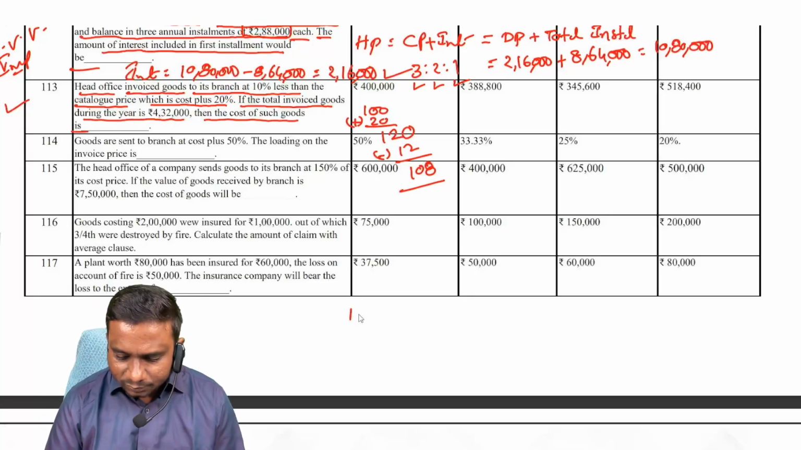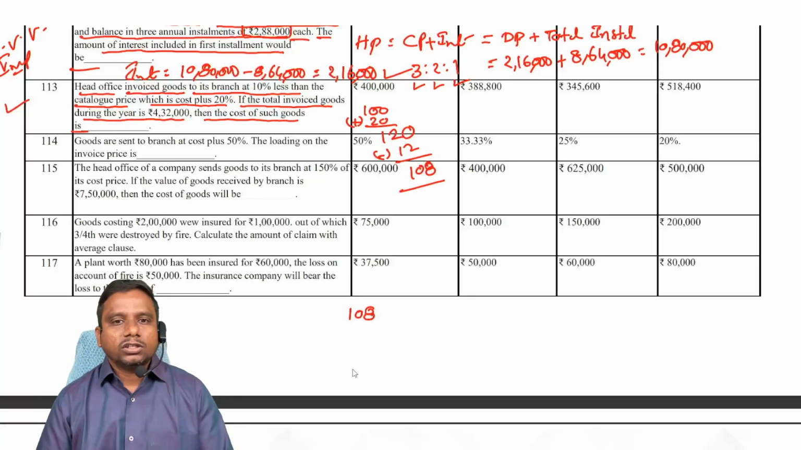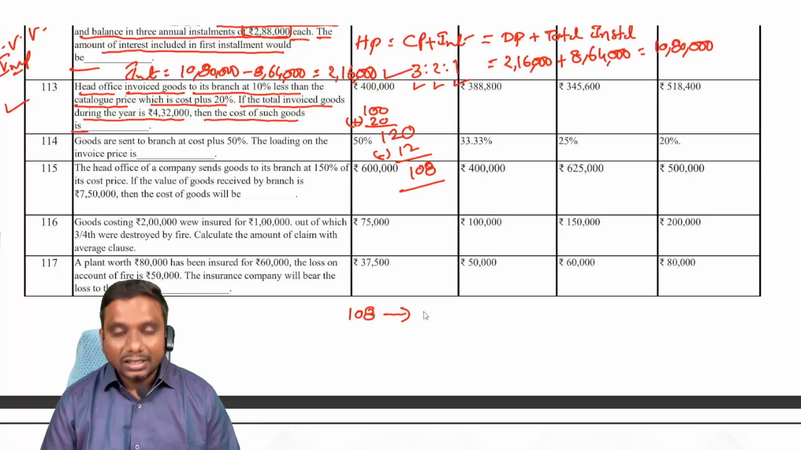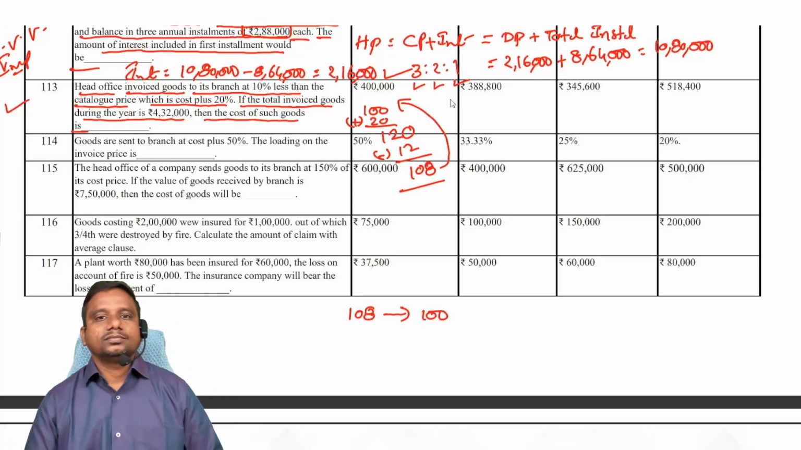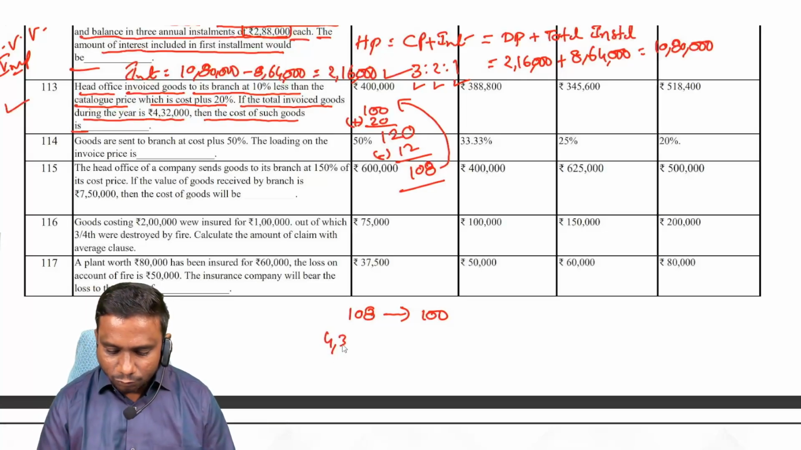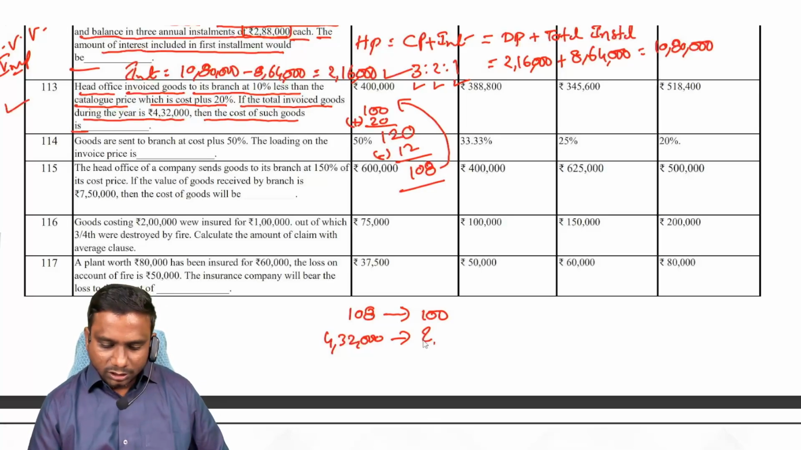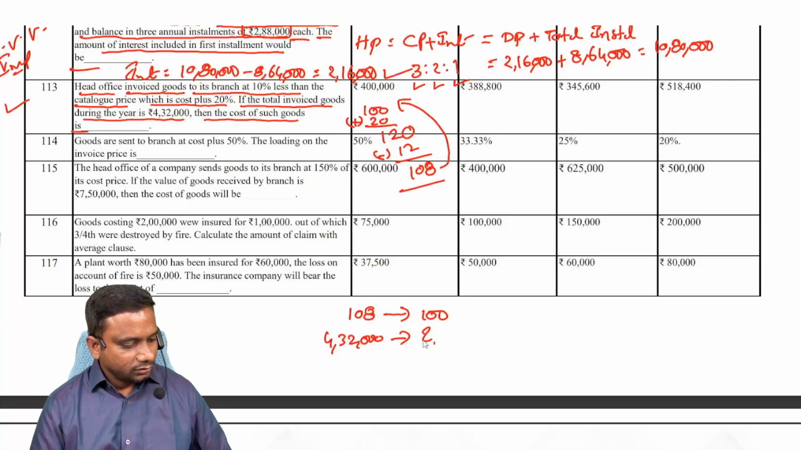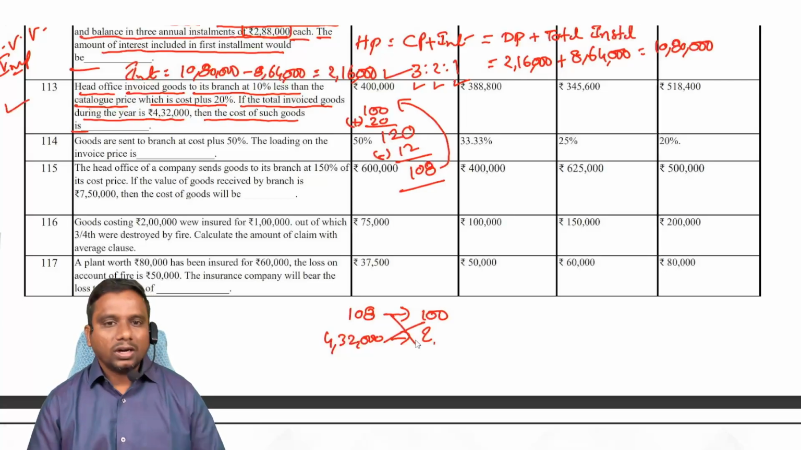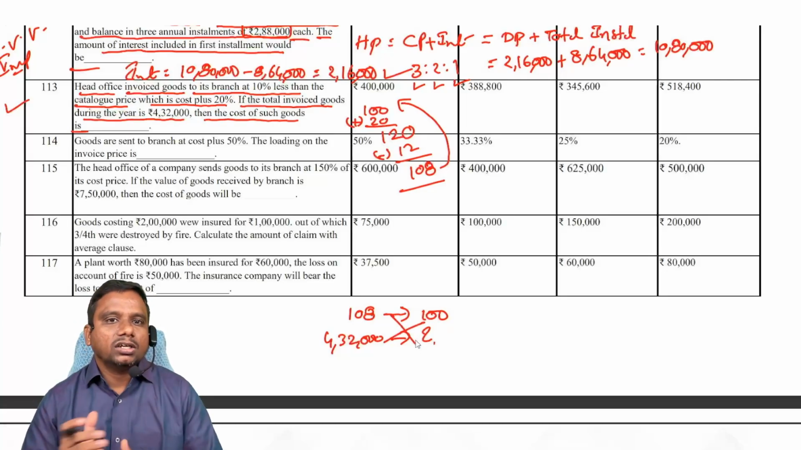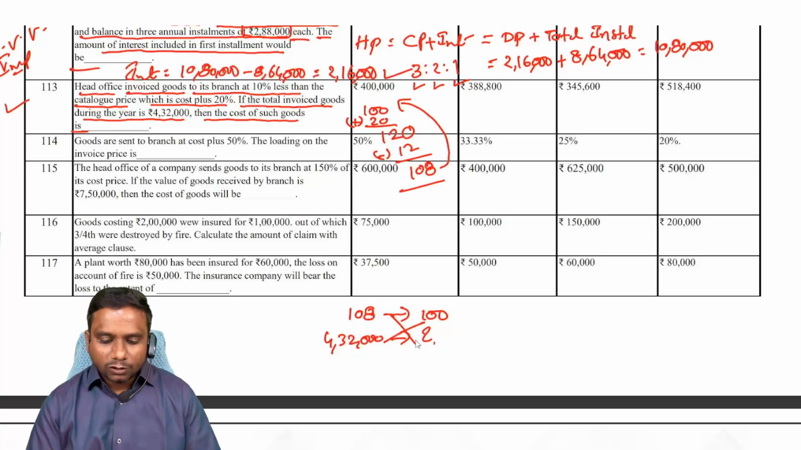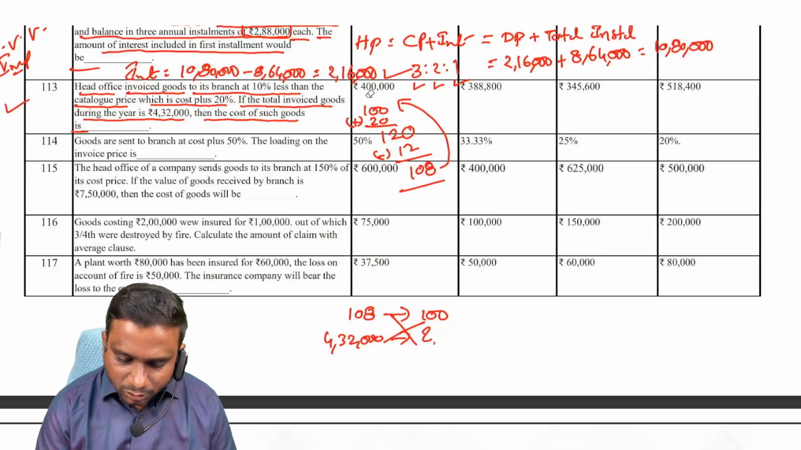Students, when I am sending 108 rupees worth of goods to branch, then what is my cost? 100. Now I am sending 4,32,000 worth of goods. Then what is my cost? 432 into 100 by 108. Cross multiplication. 4 lakh rupees. 4 lakh rupees is our cost. Yes or no, students? Very, very important question. So option A.